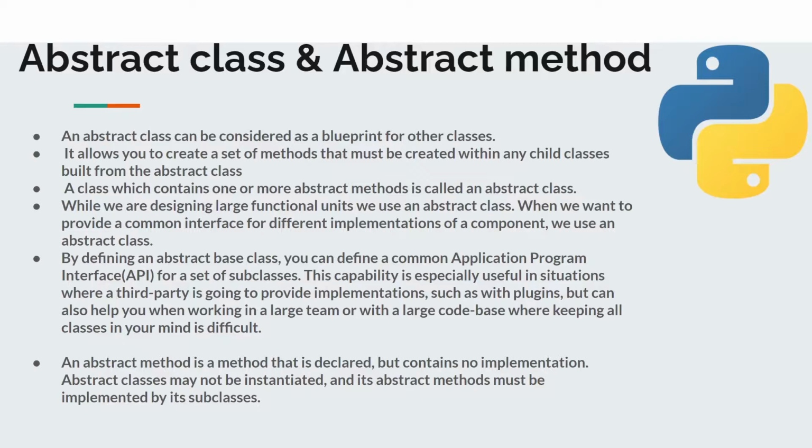So this is what we call an abstract class. Now let's talk about the abstract method. An abstract method is a method that is declared but contains no implementation. Abstract classes may not be instantiated, but their abstract methods must be implemented by their subclasses. Otherwise, it would not run, and it would not initiate any functionality from the abstract class.